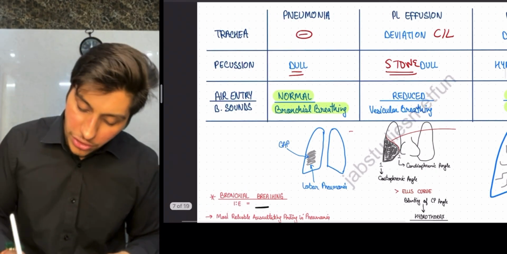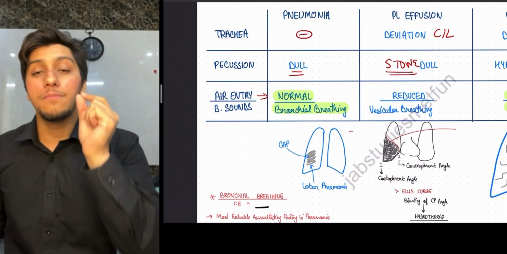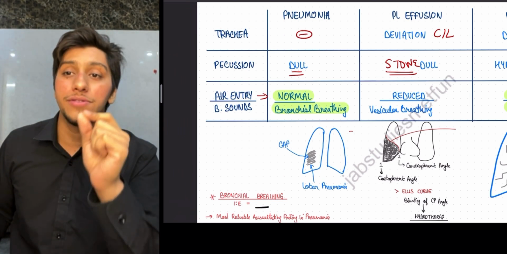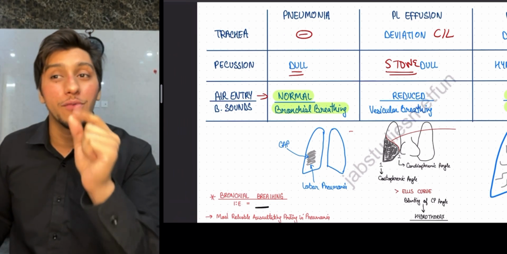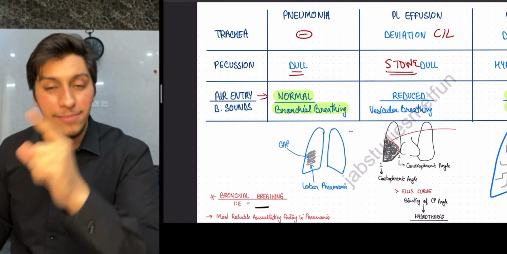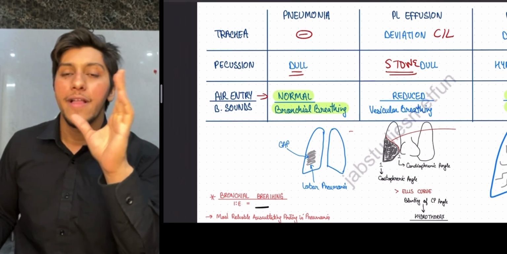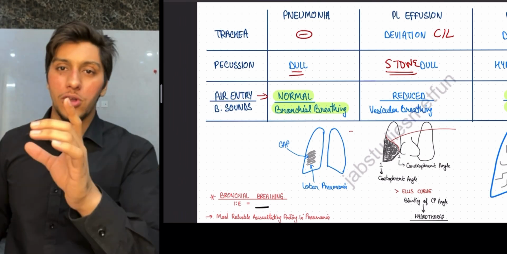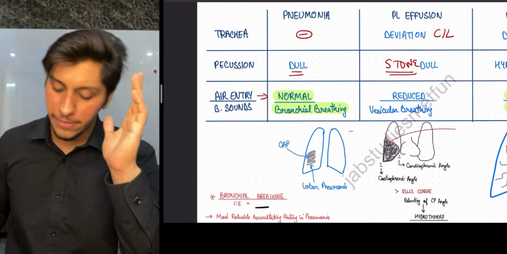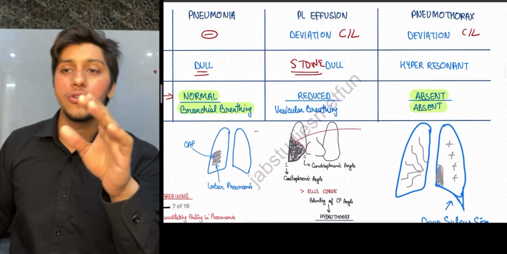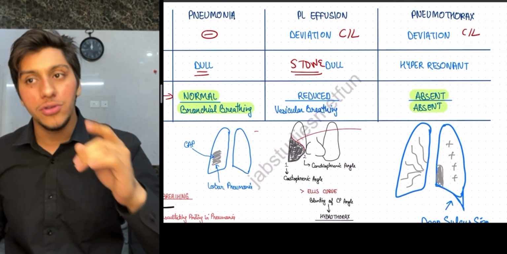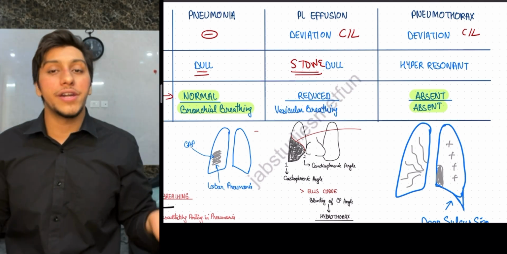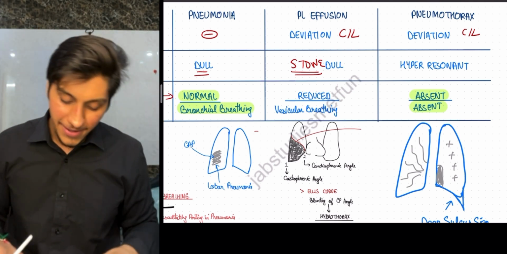Next thing what we need to know is air entry. Guys, in pneumonia, remember that the air entry is going to be normal. That is why we see the air bronchogram sign. Remember in radiology we talked about it. Whenever there is any parenchymal involvement, you will have a sign which is known as the air bronchogram sign. On the other hand, in pleural effusion, the air entry is going to be reduced. And in pneumothorax, there is no air entry at all. Lung is not there. Okay.